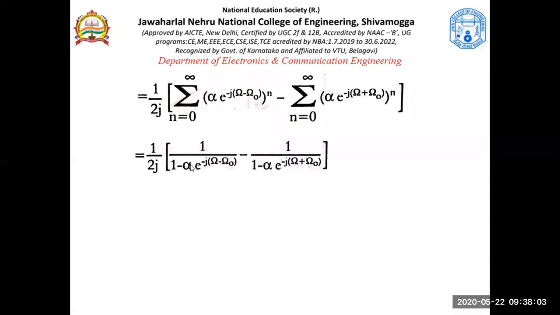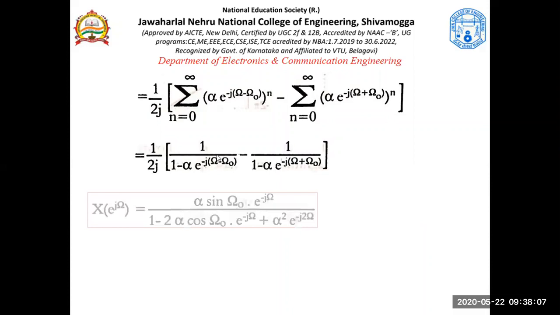Fine. Now, these two are in standard forms. See, this also goes from 0 to infinity. This also goes from 0 to infinity because u of n was associated with both the terms. So this is of the type 1 by 1 minus a. And again, if you take the LCM and rearrange the terms, this can be expressed again in terms of the sinusoidals. Understand this? So this is how it goes.